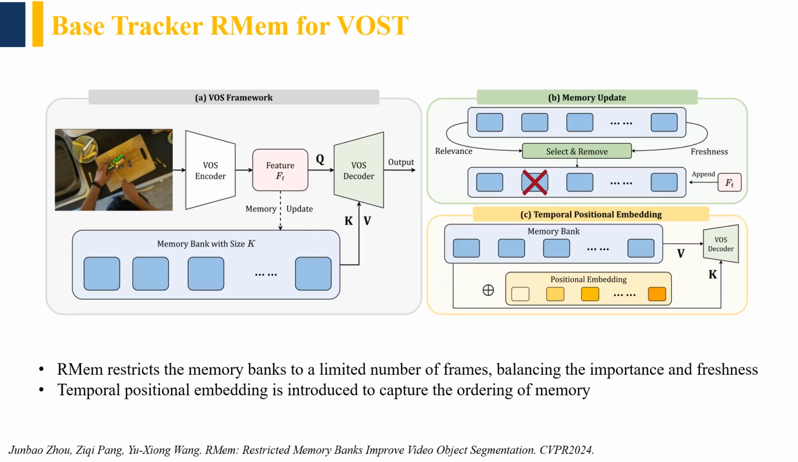Our MEM is one of the best open-source trackers until the VOTS challenge, so we choose it as our powerful baseline. Instead of expanding memory banks to accommodate extensive historical information, our MEM restricts the memory banks to a limited number of essential frames. This strategy balances the importance and freshness of frames to maintain an informative memory. Additionally, temporal positional embedding is introduced to explicitly capture the ordering of memory features.